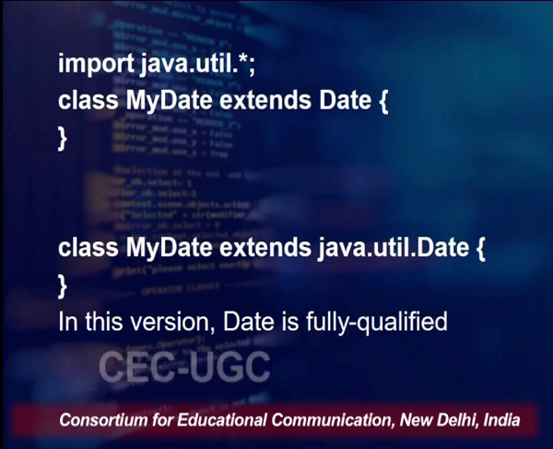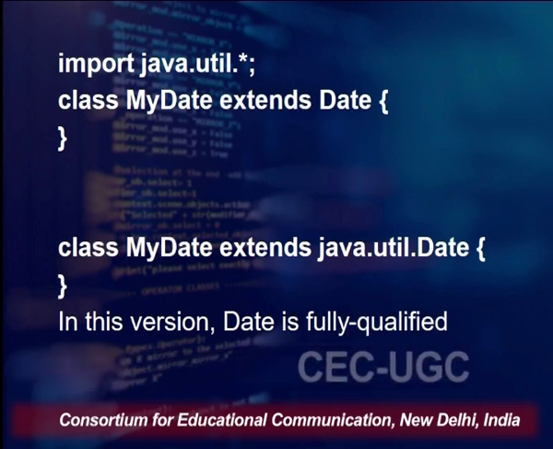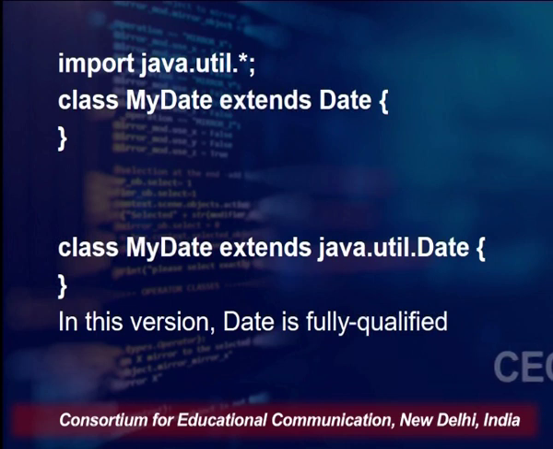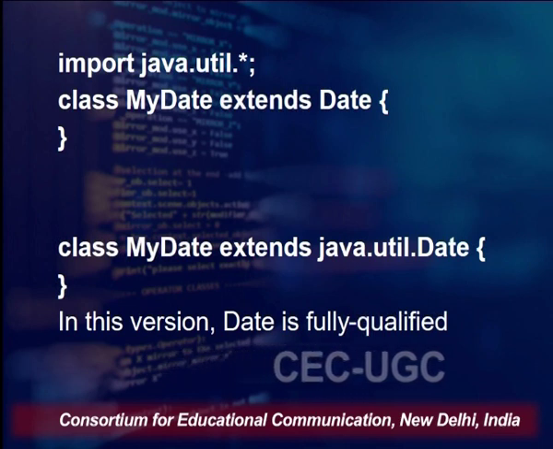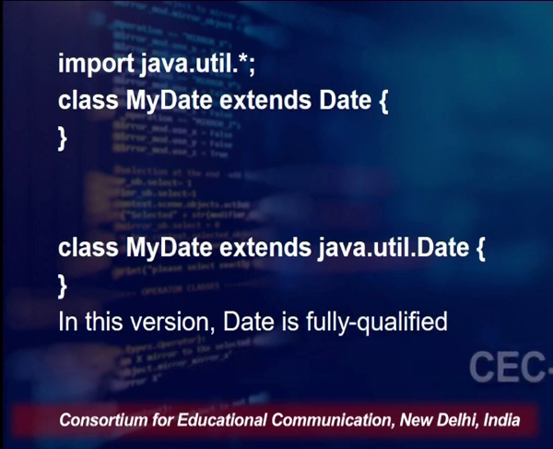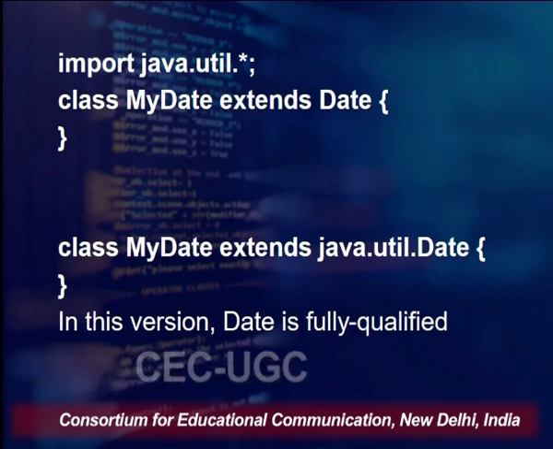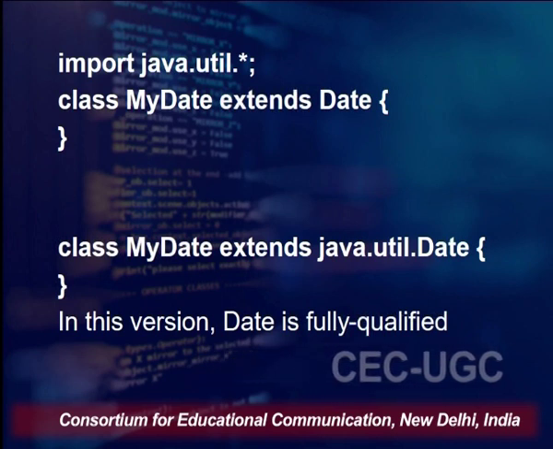So, what does this mean? This essentially means that we have imported all the classes belonging to the util sub package of the java package by using the statement import java.util.star. Then there is a class MyDate, which is a user defined class, and this extends the class Date. Now, what is this Date? This Date is another class which is available inside the util sub package.